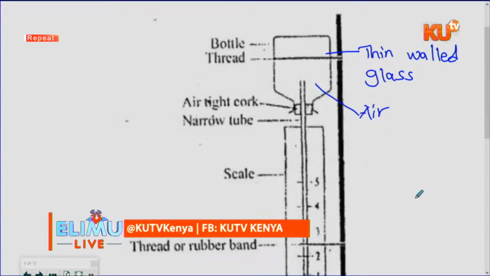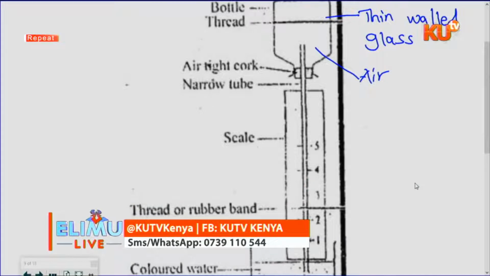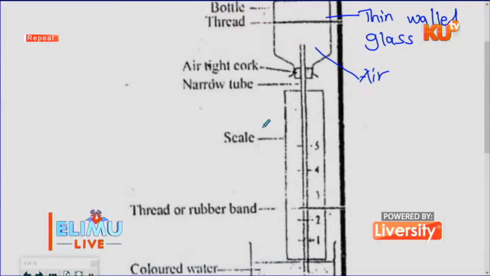So we also have a narrow tube. The tube should be narrow. Why should the tube be narrow? It should be narrow so that it can be able to record even the slightest changes. Then we have the scale. The scale of an air thermometer runs from up to down. So you can have your readings here as your 1, as your 2, 3, 4, and 5.